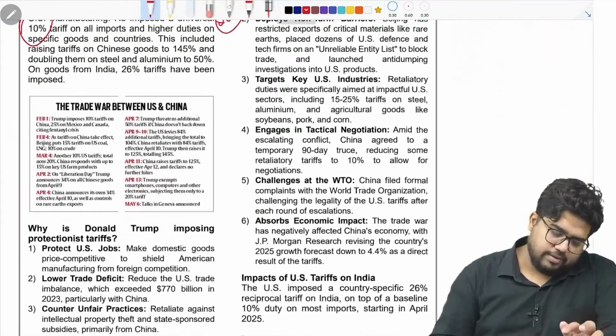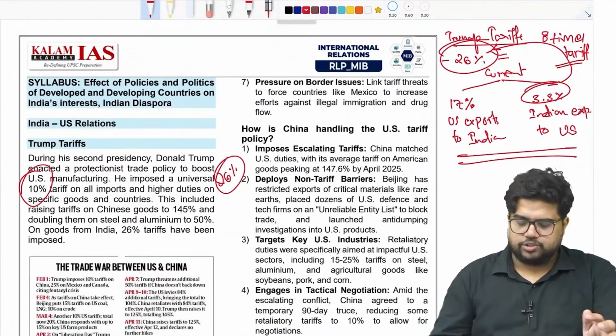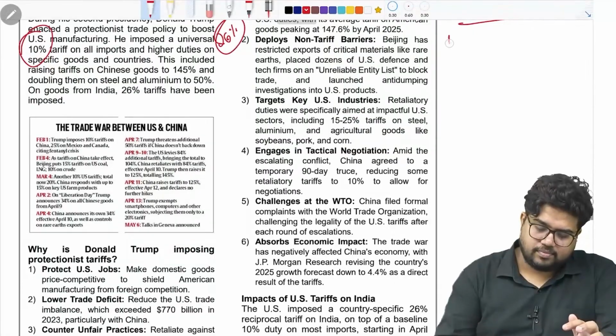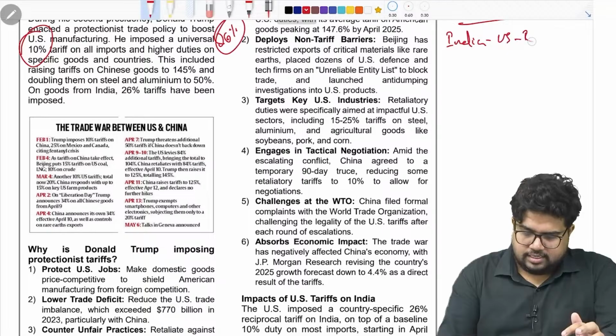Now you need to again understand the context. Let's briefly understand the evolution of India-US relations.